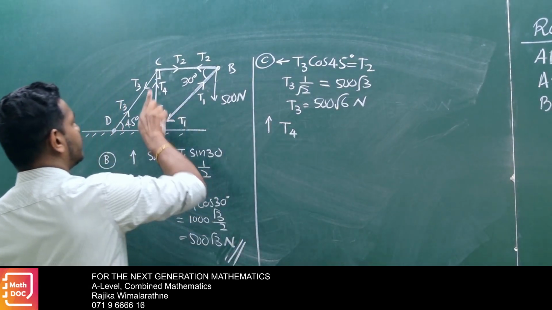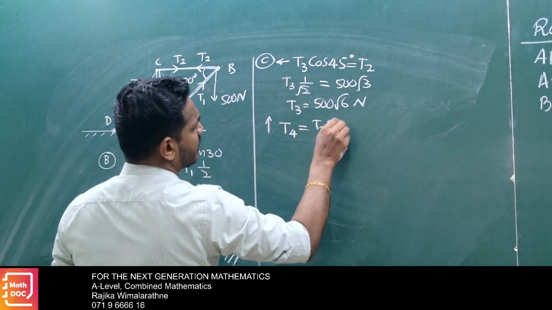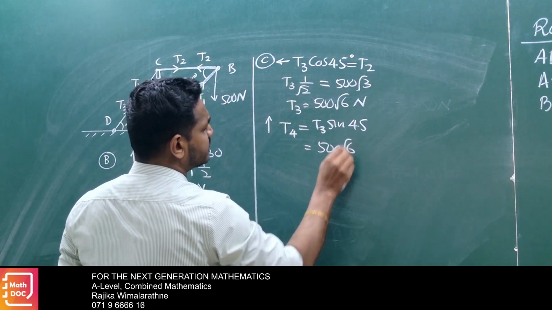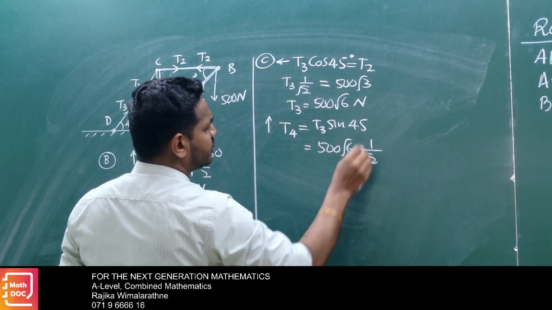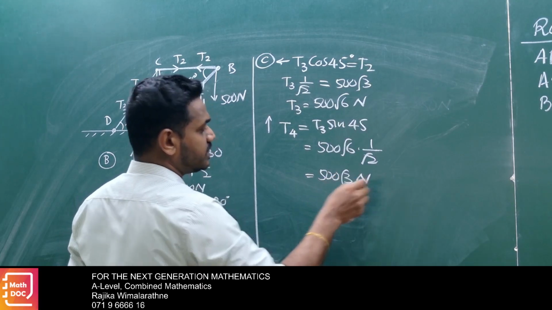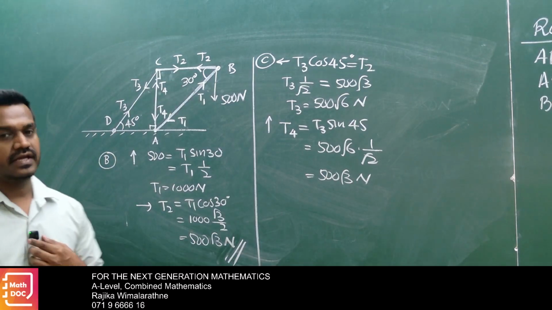Then T4 equals T3 sin 45. Root 6, 1 over root 2, 500 root 3 newtons. Now all the stresses are known. Okay, complete it.